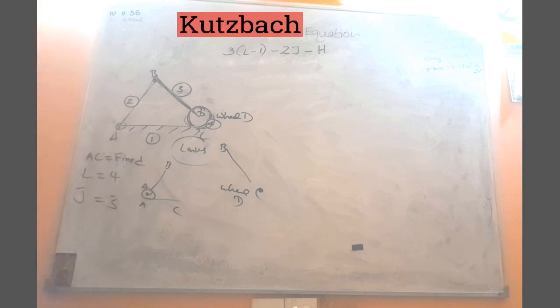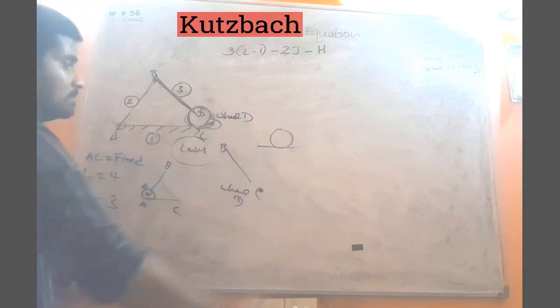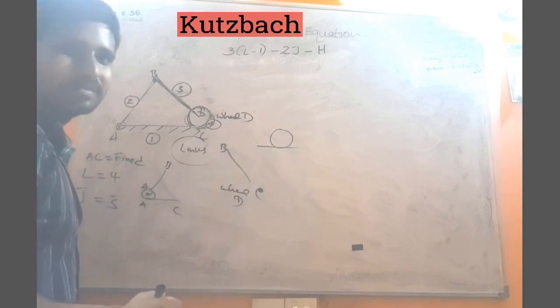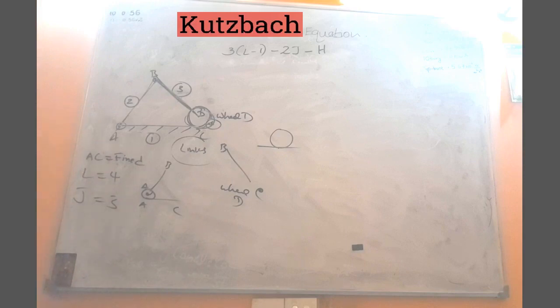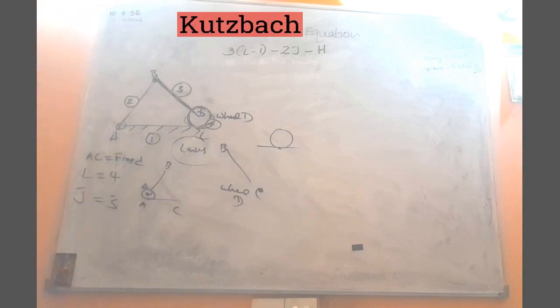How many joints? Three. Then how about this wheel and this member AC? There we have a point of contact. It is not a normal joint. So that is a higher pair. So H is 1. Now you got the point.